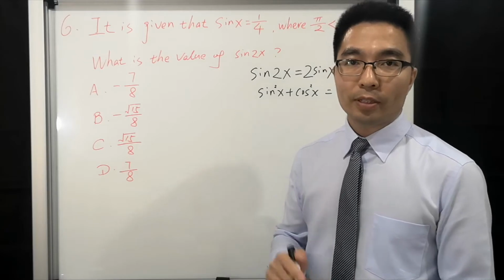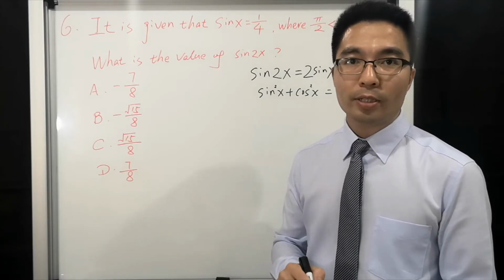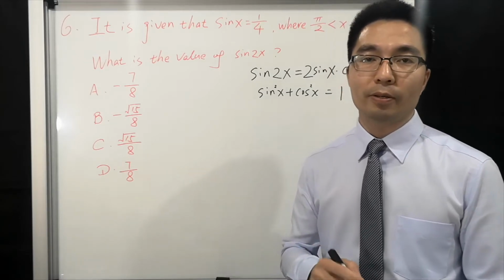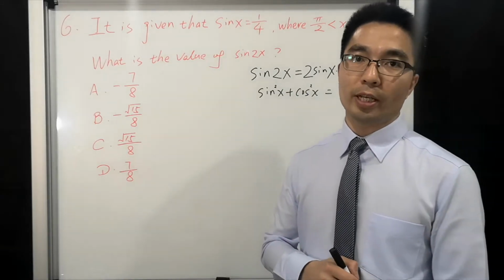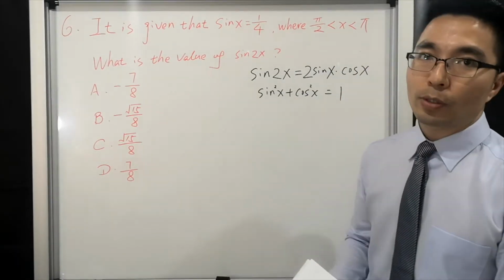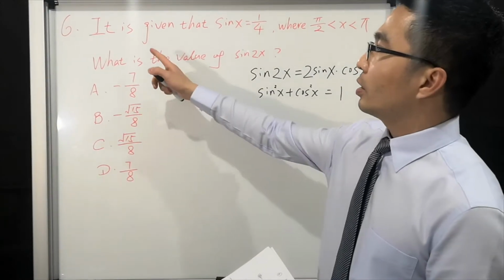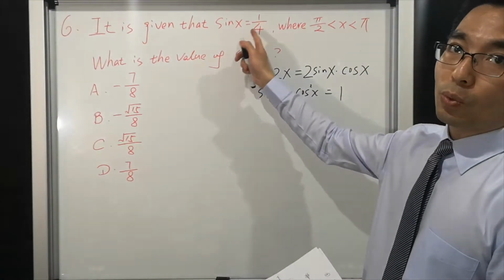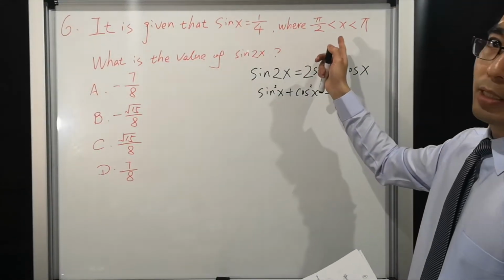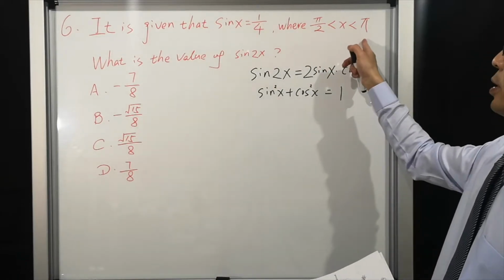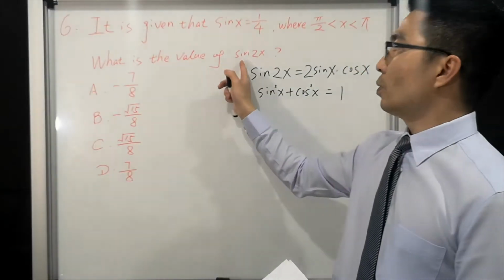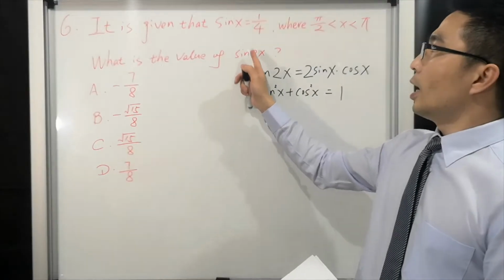This video will cover the 2019 HSC Mathematics Extension 1 past paper from question 6 to question 10 in session 1. Here is question 6. It is given that sin x equals 1/4, where x is in the range of π/2 to π. So what's the value of sin 2x?